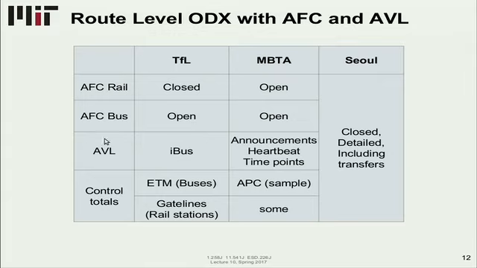So if you look at TFL in London, we said AFC there is closed. So the origin destination pairs are given by the rail system because people have to tap in and tap out. On bus, however, people only tap in. So there you would have to apply this inference method. Here in the MBTA, both bus and rail are open. You tap in, you don't tap out. So we have to infer destinations in rail and in bus.